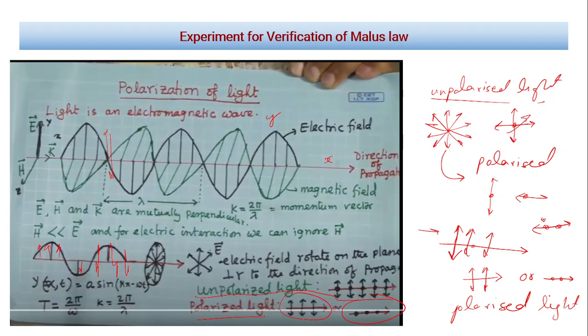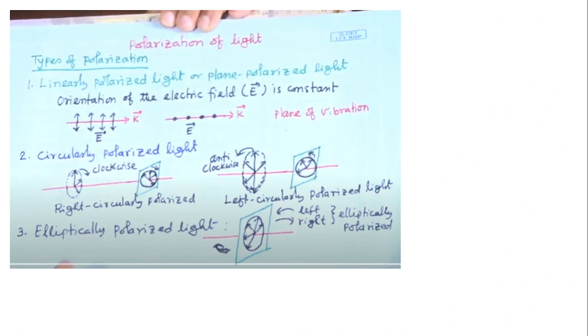Now, there are different types of polarization. In linearly polarized light, also called plane polarized light, the orientation of the electric field is constant. This is the wave vector, that is the direction of light, and the electric field magnitude is the same and its direction is the same, either this or this plane of vibration.